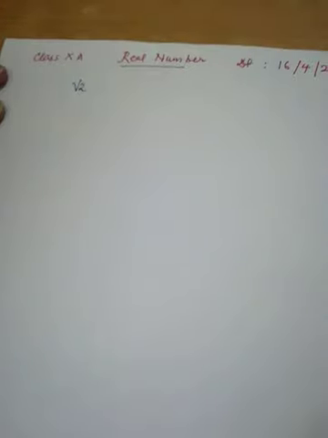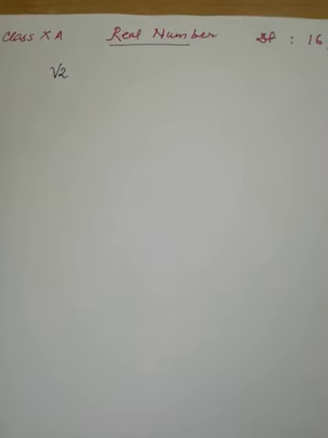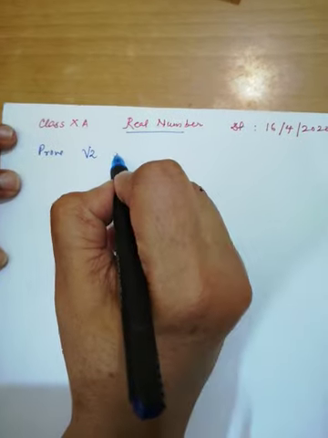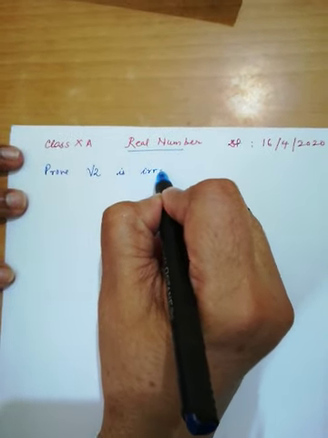So, the concept is, we all know that root 2 is an irrational number. Last year we had done that it is a non-terminating, non-recurring decimal. But now we are going to prove it. We are going to prove that root 2 is an irrational number. Prove root 2 is irrational.